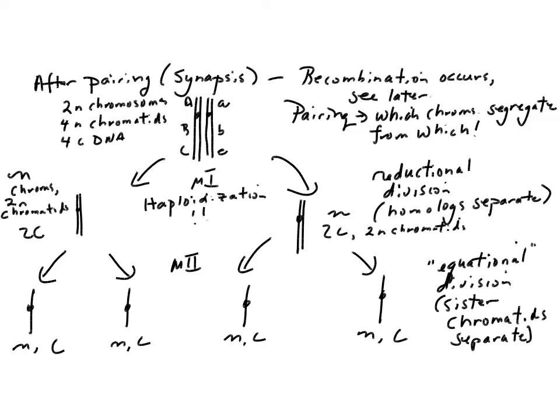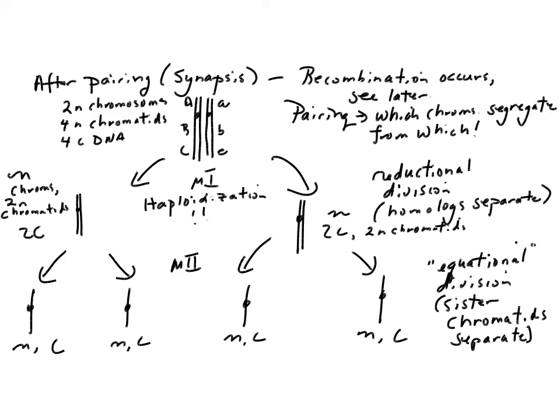We have to do the equational or second meiotic division, where the sister chromatids separate. This is very much like mitosis, the two sister chromatids separate, and that's going to lead us to C of DNA in each gamete and N chromosomes. So important to distinguish this. You're going to start off with 2N chromosomes, which is to say 46 chromosomes. You're going to separate them in meiosis I, and now you're going to have 23 chromosomes in each of the products.